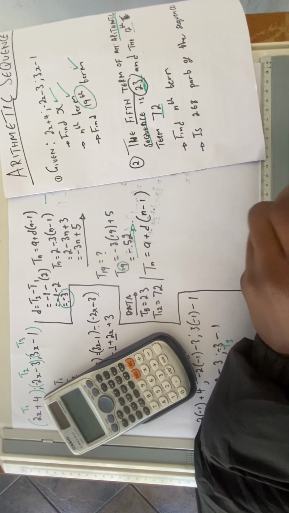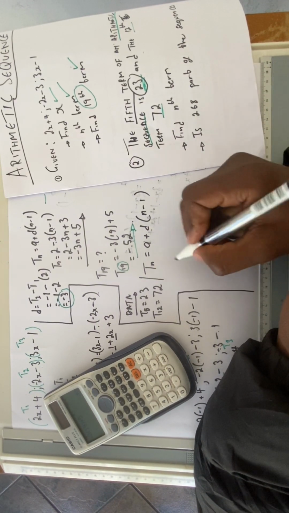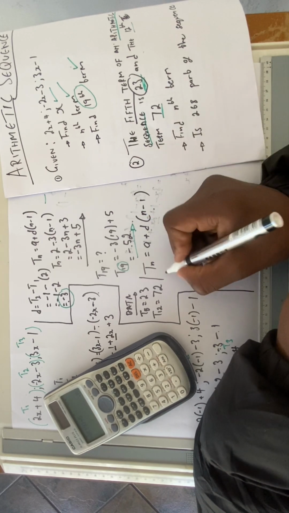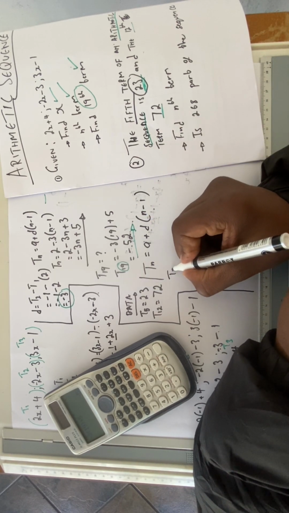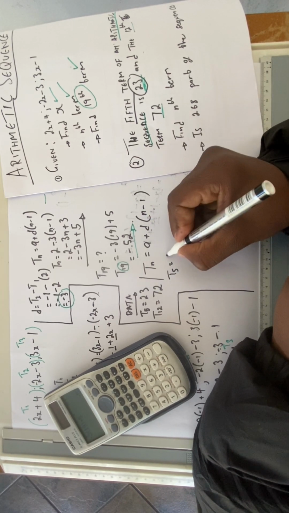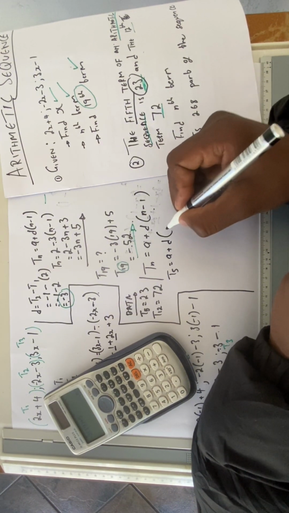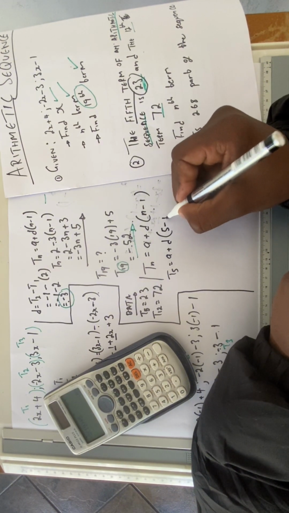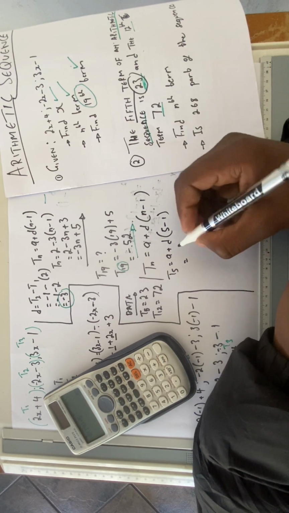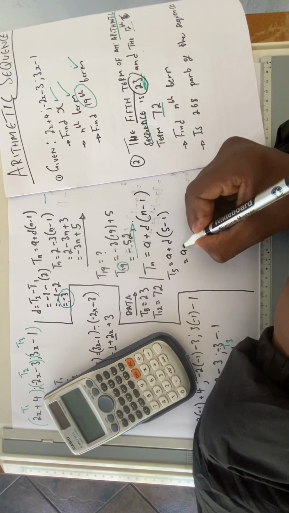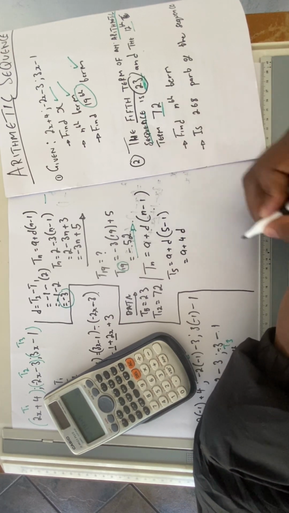What do I mean by that? Let's say we are looking for term number 5 and we put it there. What do we get? Term number 5 is going to be A, which I don't know, added with D, then 5 minus 1. What do I end up with? I end up with A plus what? 4D.